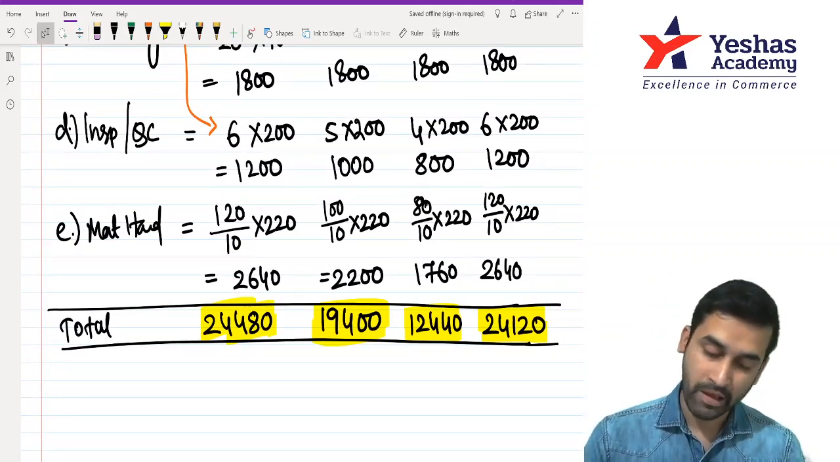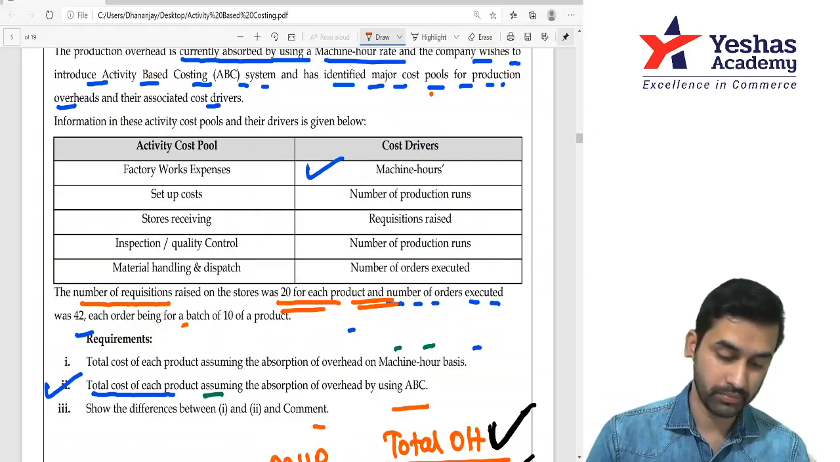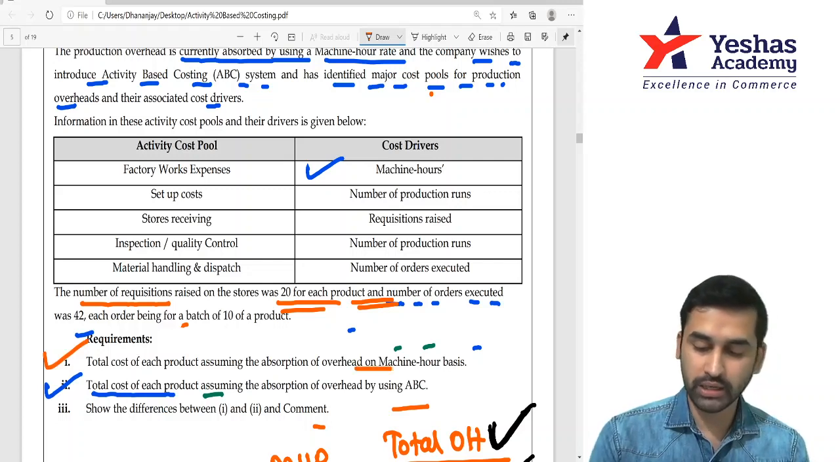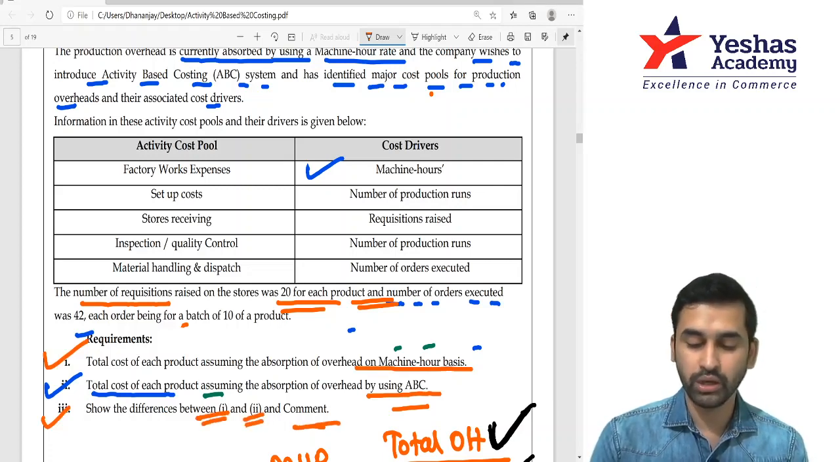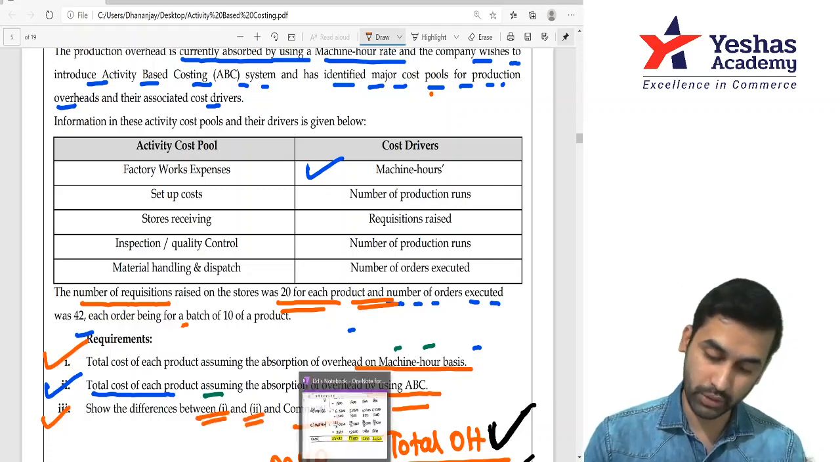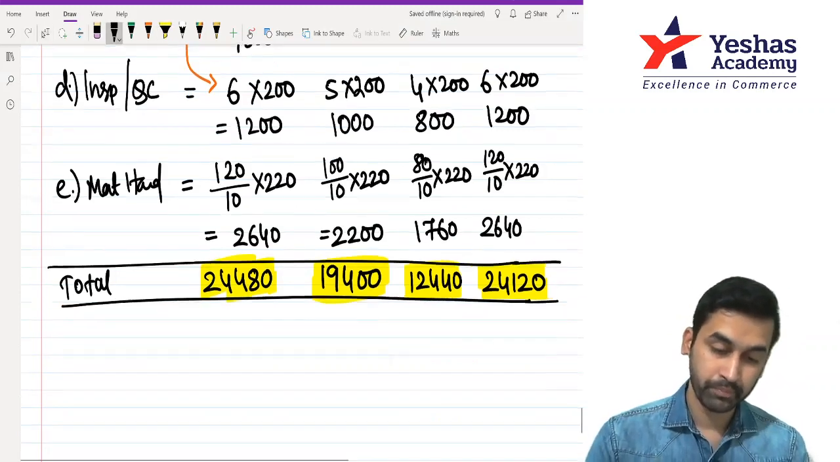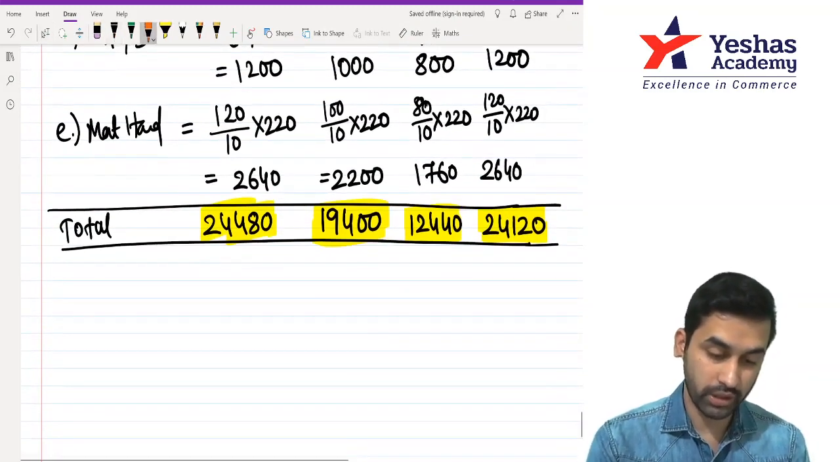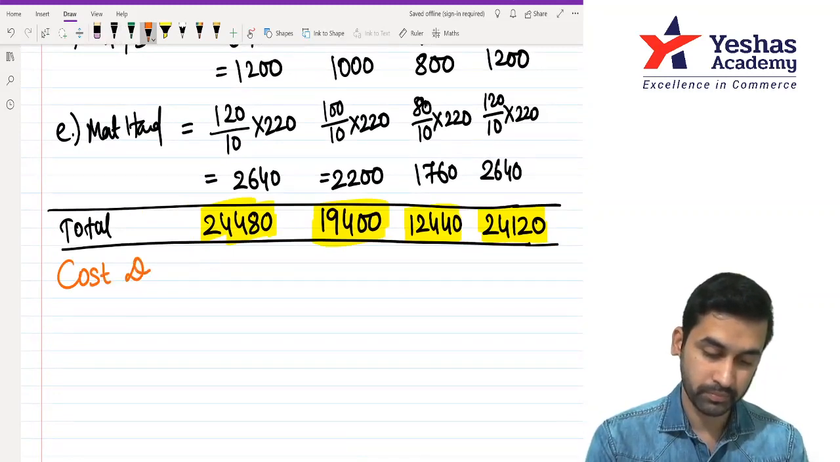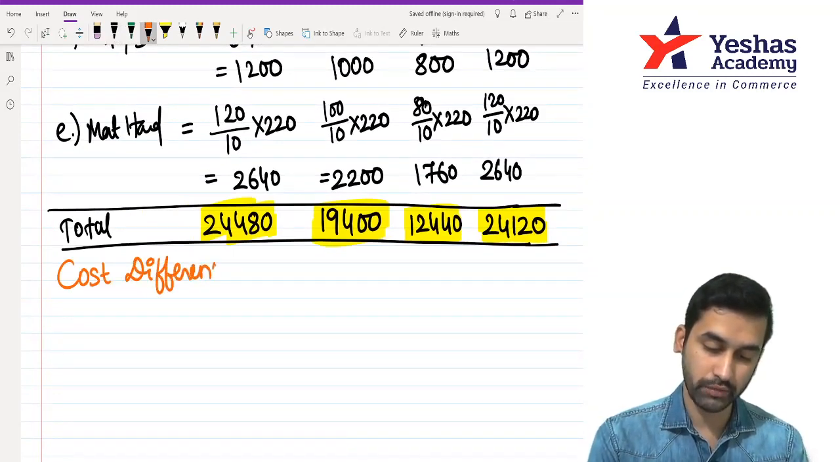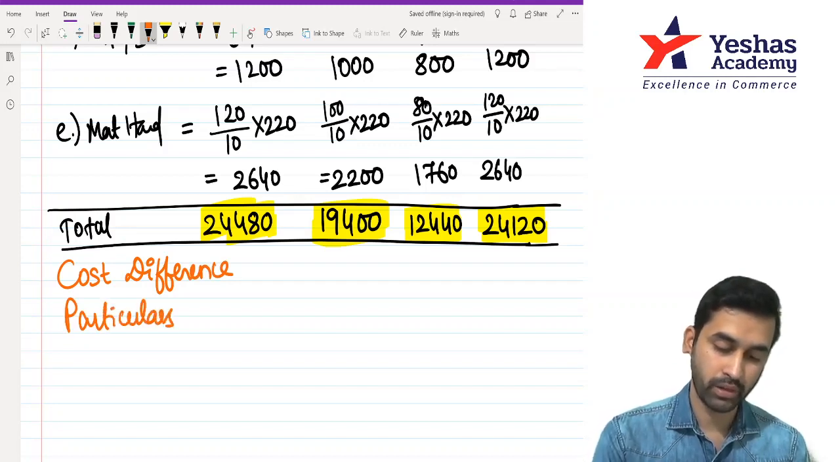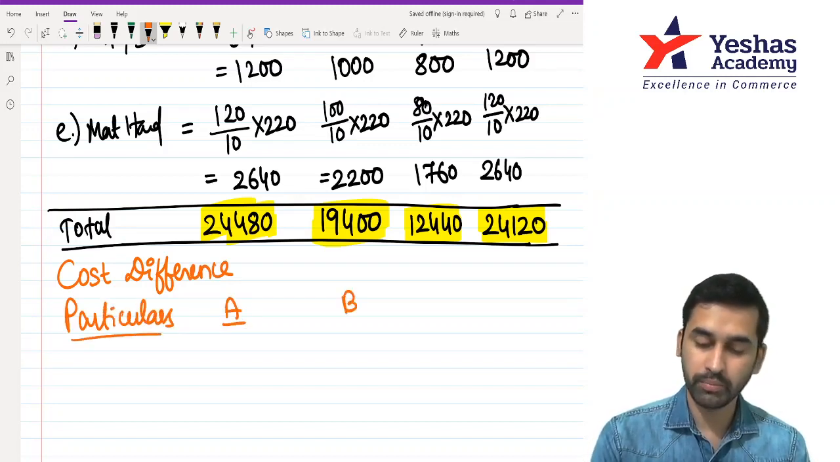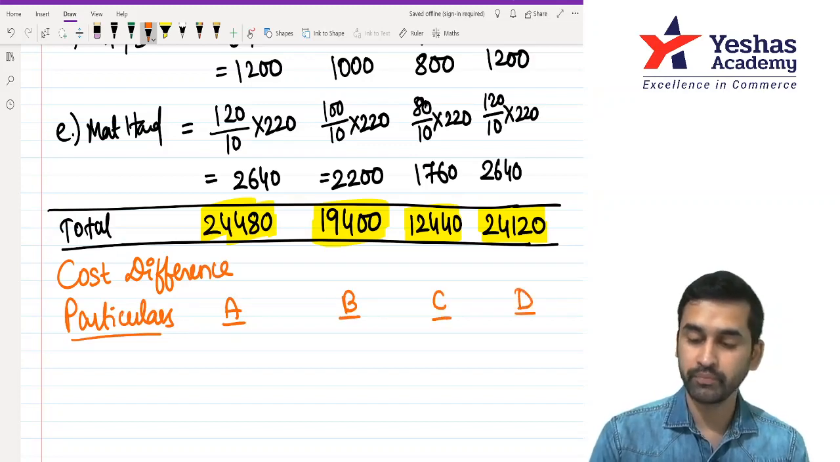Right. What was asked in the question? Sub-question 1 was under MHR, sub-question 2 under ABC, sub-question C or 3 is difference between 1 and 2 and then comment. Let us do that now. Heading, cost difference. Particulars: A, B, C, D.